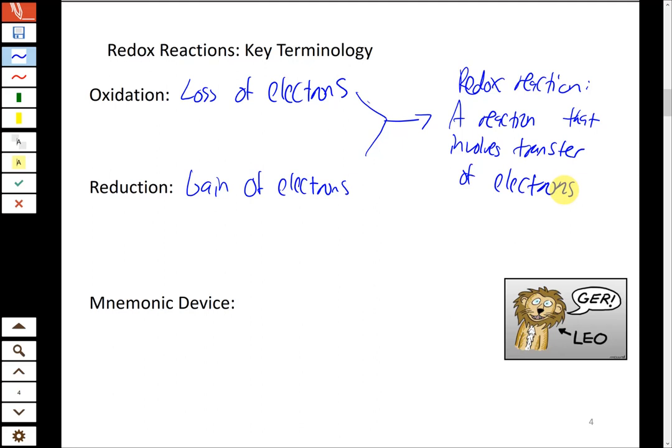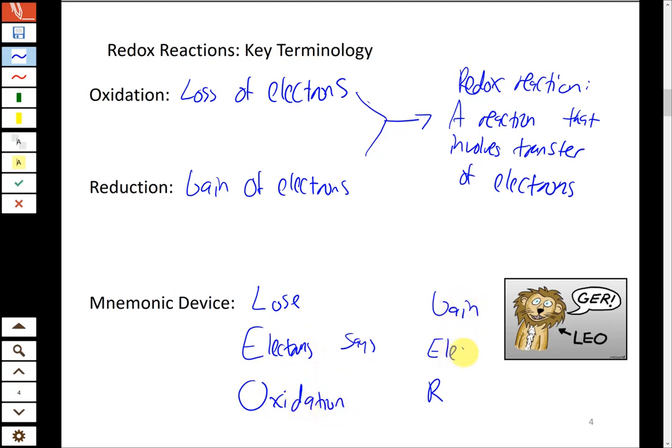Now, to remember the terminology, how do I remember that oxidation means losing electrons, reduction means gaining electrons? There's a simple mnemonic device here. So Leo is sort of the Latin root for lion. So if you have a lion named Leo, what does a lion say? We learned this back in probably preschool. Lion says grr. All right, so this is how you remember it. Lose electrons is oxidation. Gain electrons is reduction. Leo says grr. So that's how I remember the difference between reduction and oxidation.